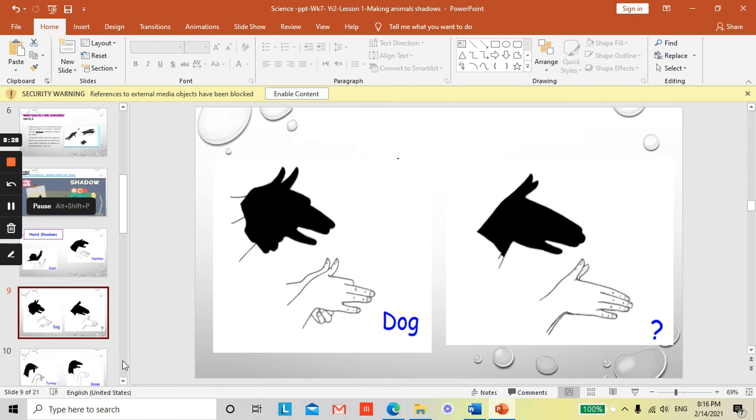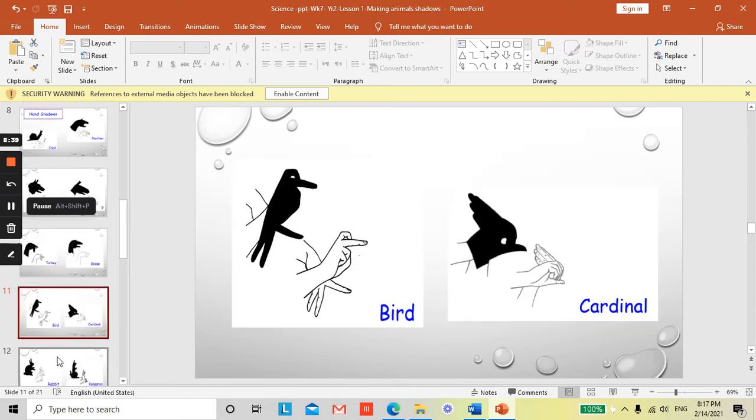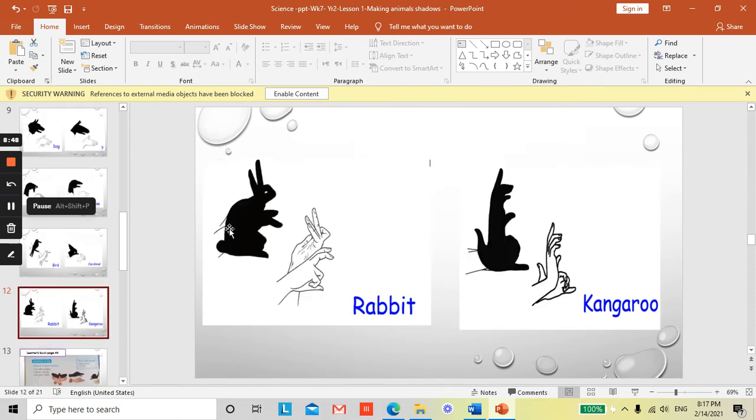Horse. Let's move ahead. We have a turkey. Turkey shadow. We have a goose. We have a bird. We have a cardinal. These are hand shadows. We also have a rabbit and a kangaroo. These are hand shadows that look like animals.